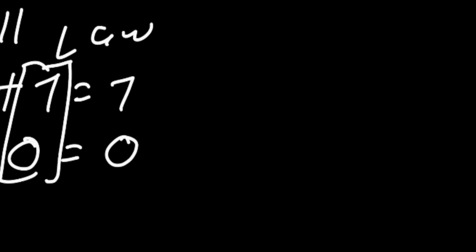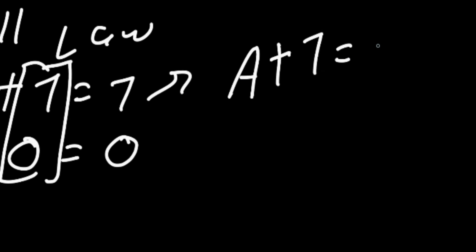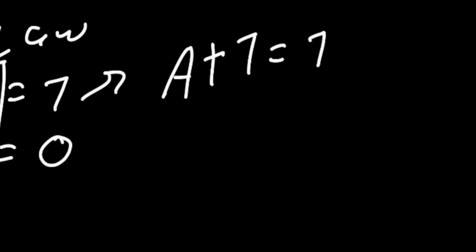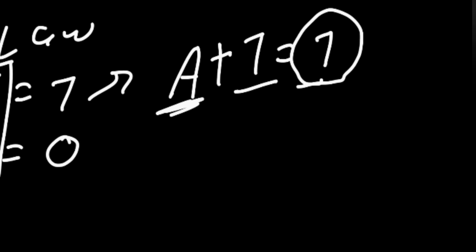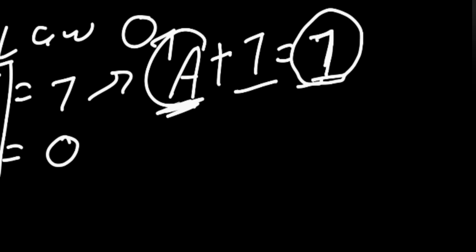Let's see how. For example, A plus 1 is equal to 1. As we say in an OR gate, even if there is a single 1, the output will be 1. So it doesn't matter the value of A. If A is 1, 1 plus 1 will give us 1. If A is 0, 0 plus 1 will also give us 1. So the value of A doesn't really matter. It doesn't change the output.